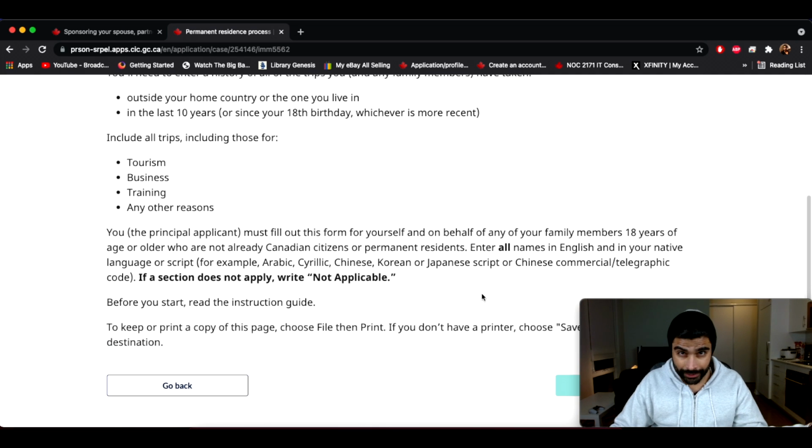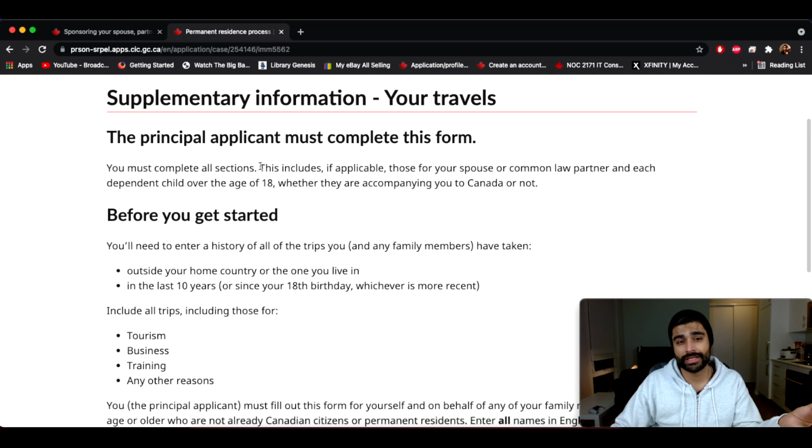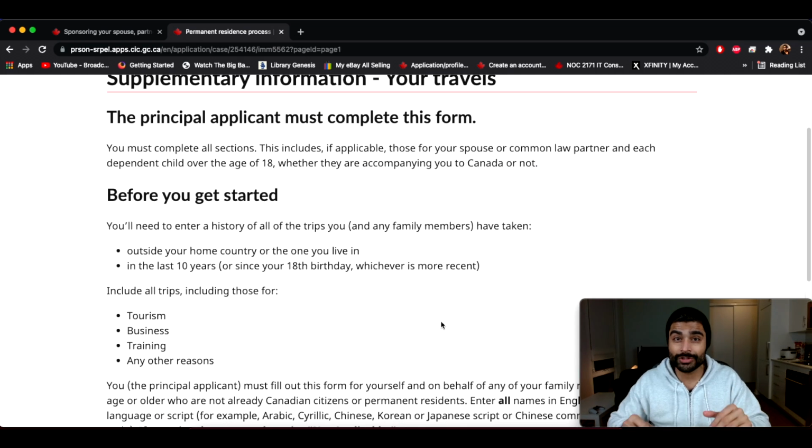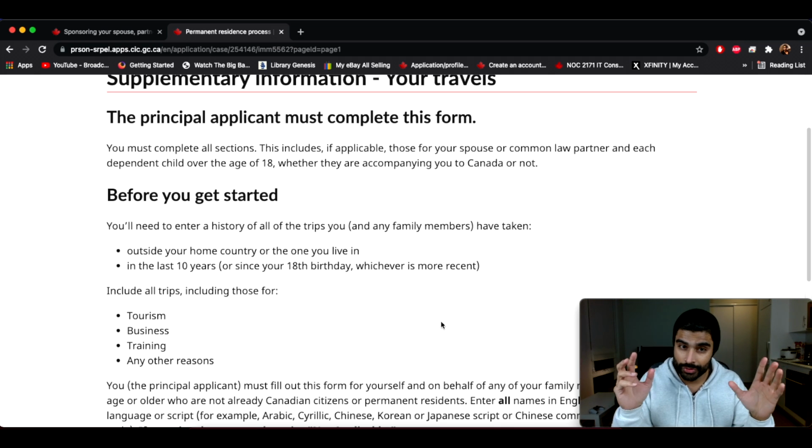But then you may argue that, Suyash, clearly up top it says this includes, if applicable, those for your spouse or common law partner. So does this spouse mean the applicant's spouse, which in this case would be the sponsor? Also, section B of this form specifically asks for information of travel about your spouse. So what does that mean? Does that mean that is the sponsor's information? And if that is the case, why should I not fill it out? So that is where the confusion is.